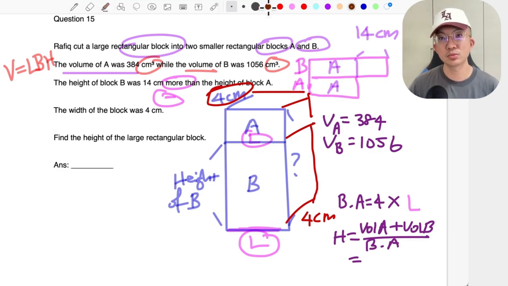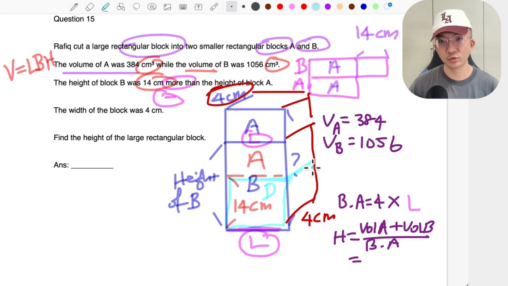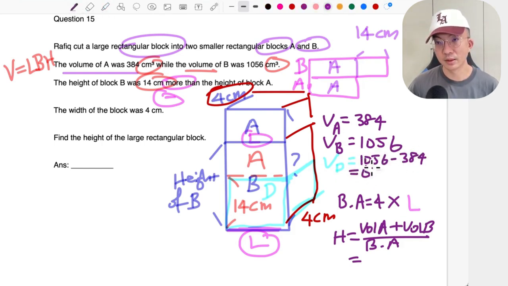So since we have A inside B, so probably A will be here, yeah? And where do we put the 14? The 14 will be here. So which means that if we call this block D, we actually know the volume of D equals to 1056 minus 384, which is equals to 672, yeah?